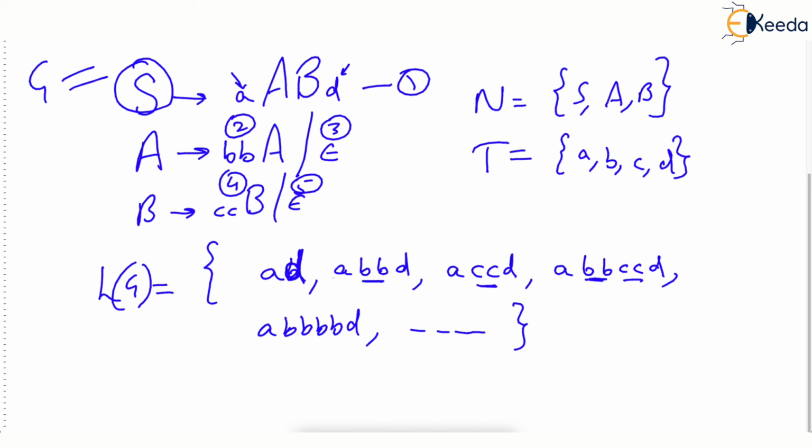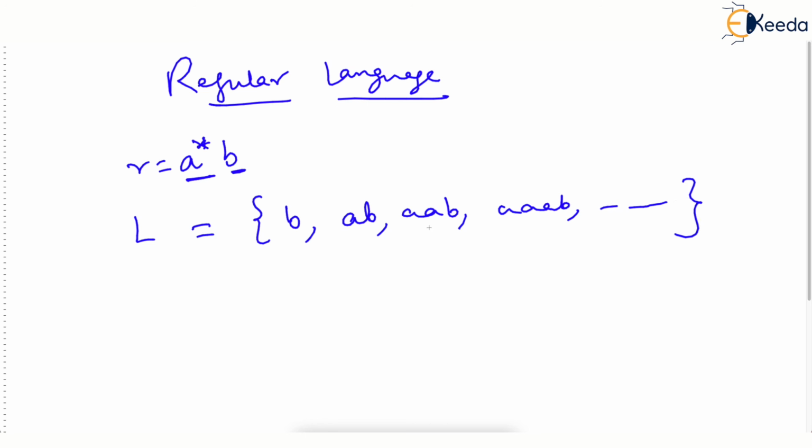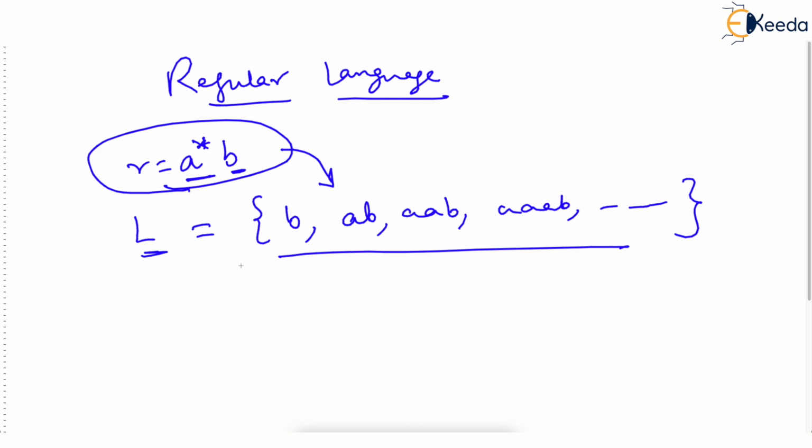Another type of language that I told you long back was regular language. What is a regular language? A language generated by a regular expression. So if we are given a regular expression as A star B, then what are the strings generated? Zero or more A's followed by B. So the smallest string will be B, then it can be AB, then double AB, triple AB. Now these strings are generated by the given regular expression. As the language is generated by the regular expression, this set of strings is called a regular language.